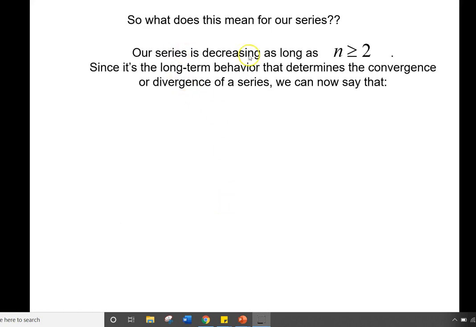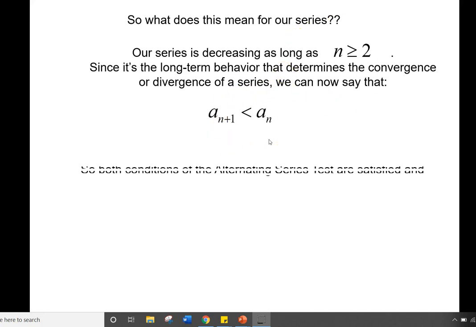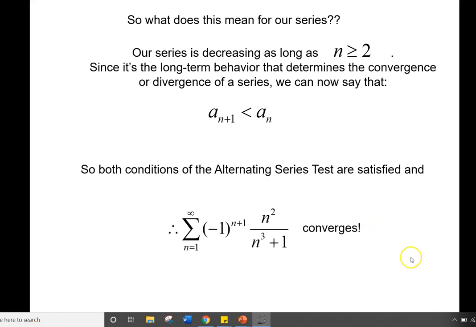So our series will be decreasing as long as n is greater than or equal to 2, because remember our n values are all positive whole numbers. Since it's the long-term behavior that we're interested in, and that's what tells us whether a series converges or diverges, we can now say that this is a decreasing sequence in the long run. And so both conditions of the alternating series test are satisfied and our original series converges.